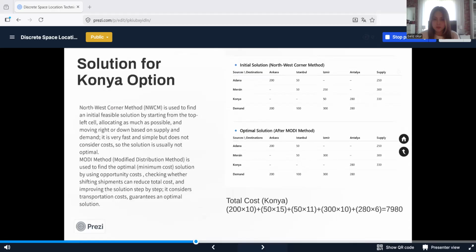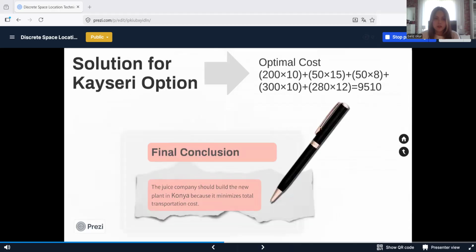Now, we do the exact same process for the Kayseri option. When we run the MODI method for Kayseri, the optimal cost comes up as 9,510. The conclusion here is purely mathematical. 7,980 is less than 9,510. Therefore, the juice company should build their new plant in Konya to minimize their total network transportation costs.